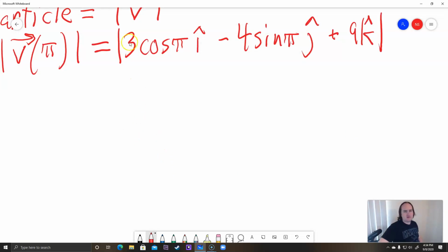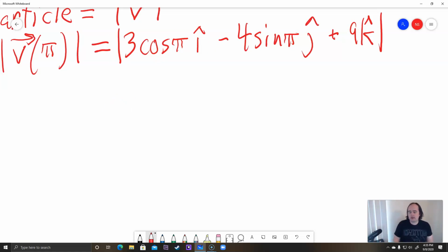All right, so you should have the length of the velocity vector at time t equals pi. All I did was write the length, the vertical absolute value symbol, and plug in pi for t. So we have 3 times cosine of pi minus 4 times sine of pi plus 9k. Each component is written down. To take the length, remember, the length comes from the distance formula, so it's the square root of the sum of the squares. But you want to simplify it first.